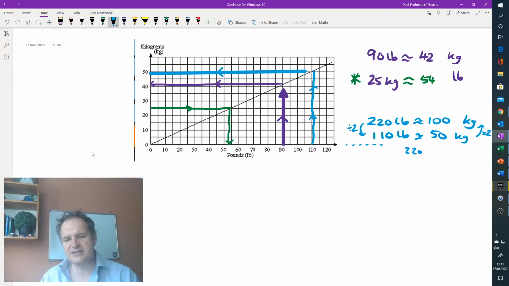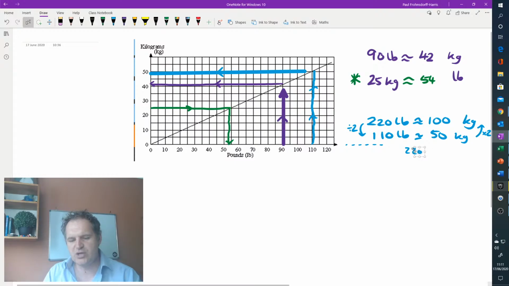So what I've done here is I've used my graph, but I didn't have the exact number I needed on the graph. I had to make do with a different number and then double it. Hopefully that makes sense. The reason it's not 55, Patrick, is because what I had to do was 110, which was half of it, and that gave me 50. So I had to double it to see what 220 is, because I need 2 lots of 110 to make 220. That's why I've got 100.